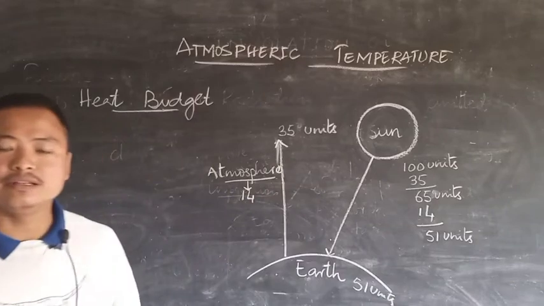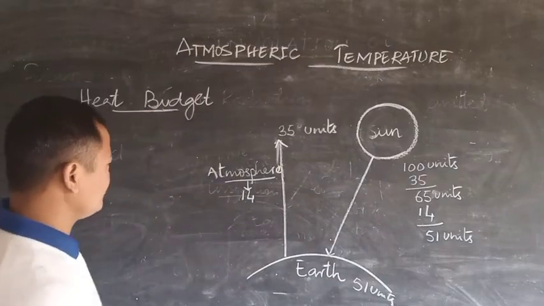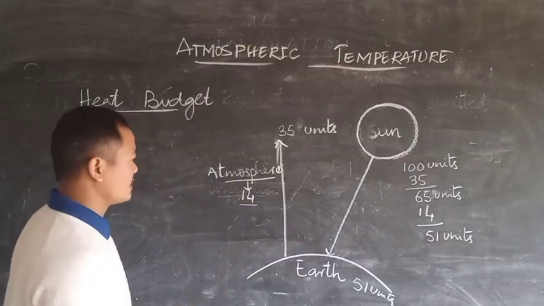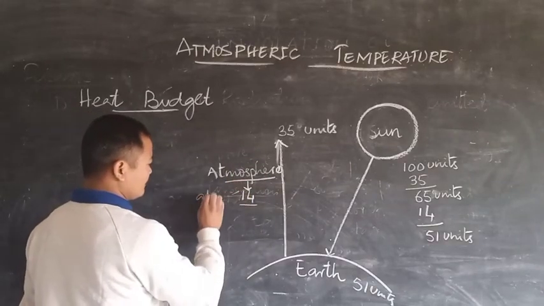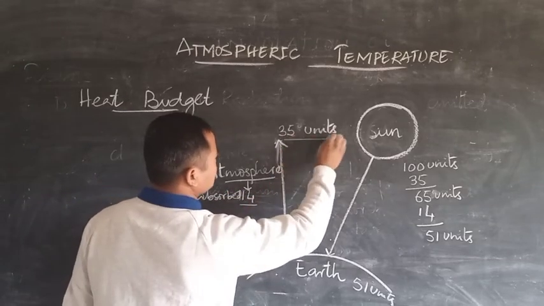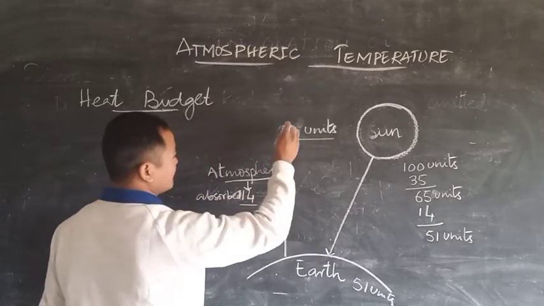Out of the 100 units, once again, 14 units of the heat radiated out of the sun is absorbed by the atmosphere, and 35 units is reflected back.